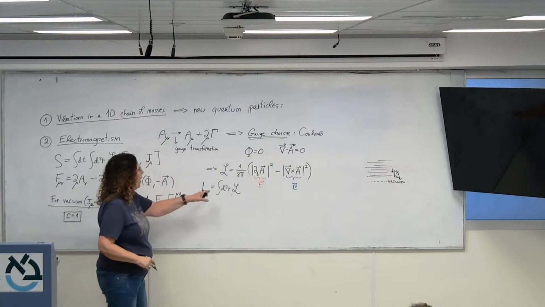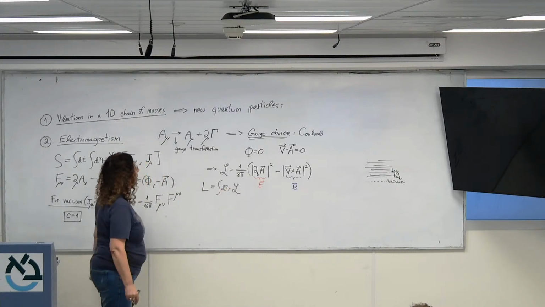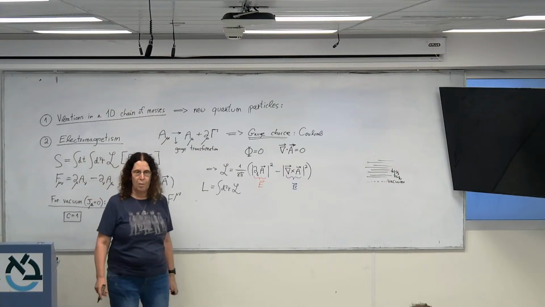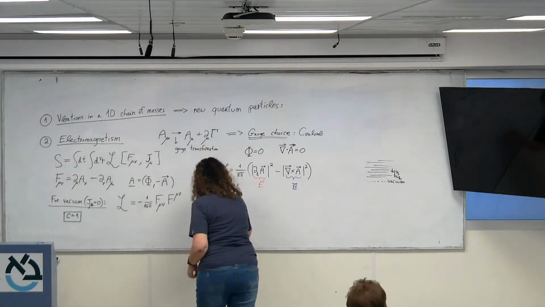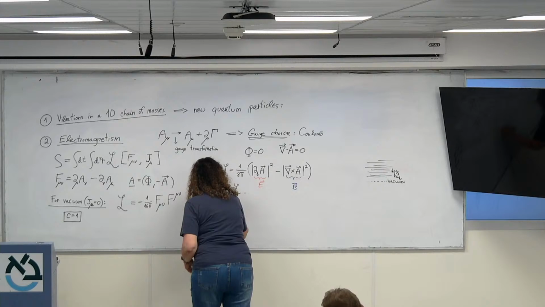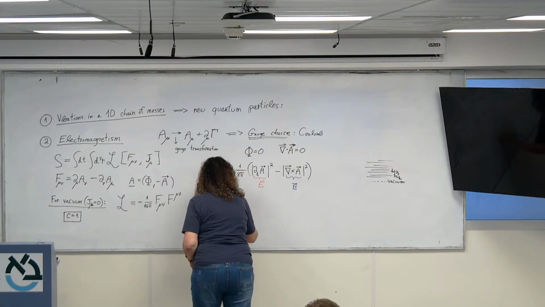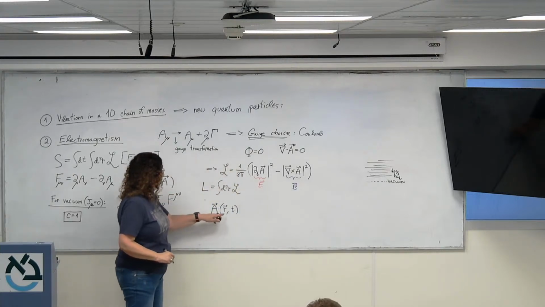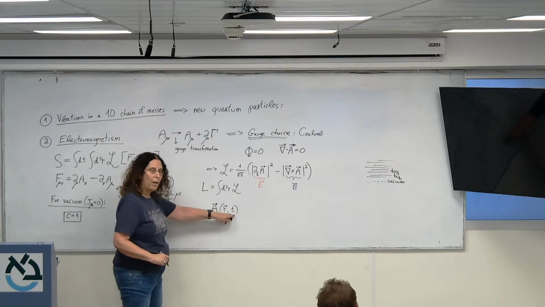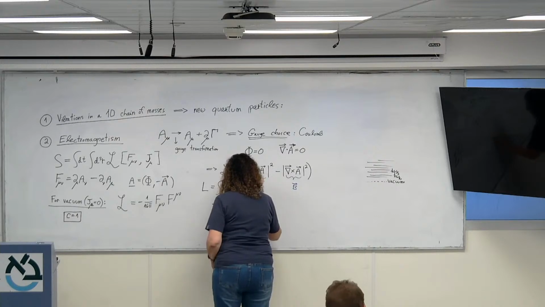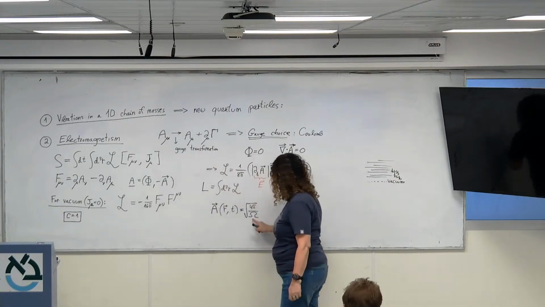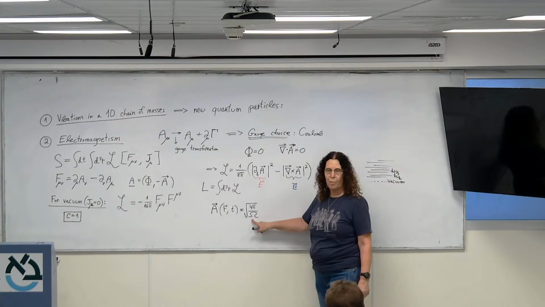And I want to rewrite it in terms of the Fourier components of the vector potential. So I'm writing here a Fourier decomposition for the vector potential A, which is generally space and time dependent. And this is how it looks. There is some normalization factor, where this omega is the volume of the system.